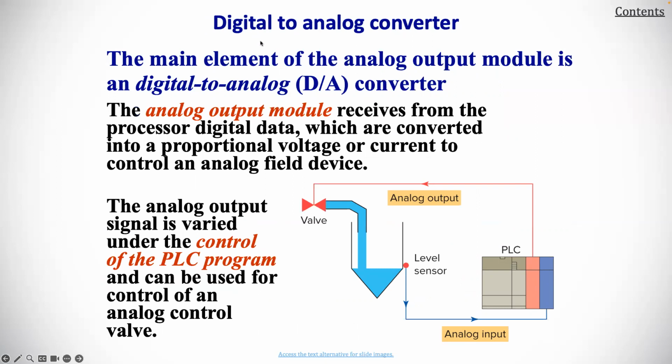For a digital to analog converter, also called a DAC, the main element of the analog output module is a digital to analog converter. The analog output module receives digital data from the processor, which is converted into a proportional voltage or current control for an analog field device. The analog output signal is varied under the control of the PLC program and can be used for control of an analog control valve.